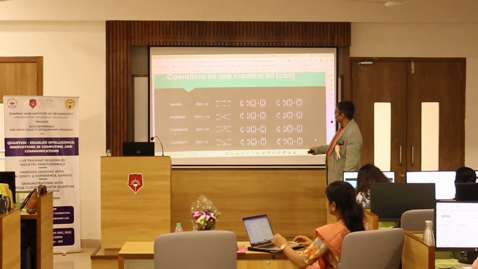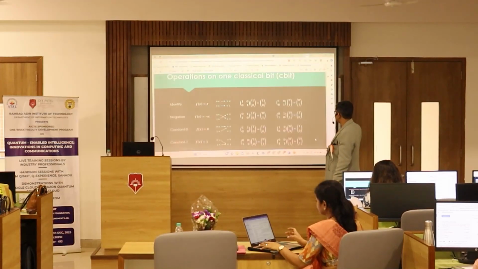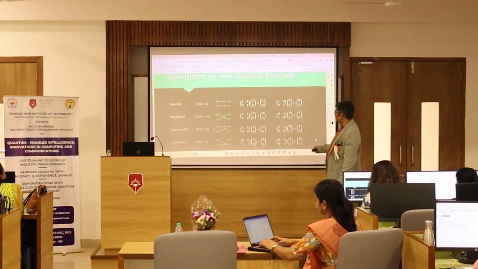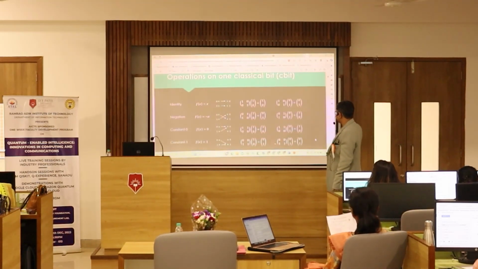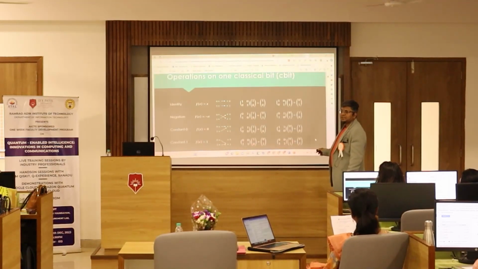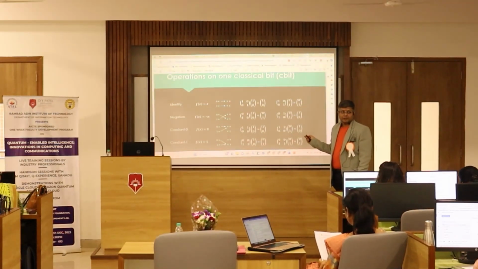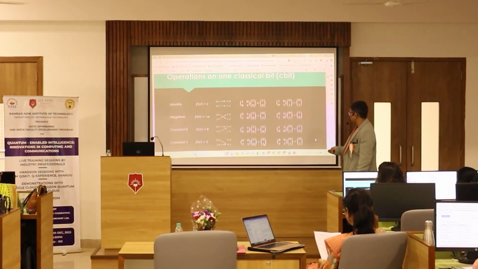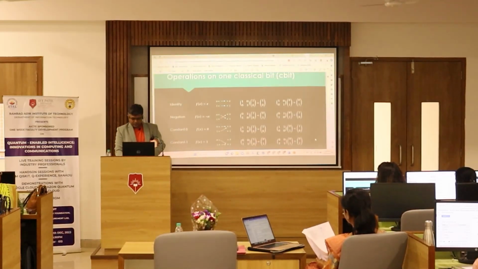Okay. Similarly, constant 0 is an operation where both 0 and 1 become 0. So it converts everything to 0. And there is constant 1, which converts everything to 1. So if it is 0, it goes to 1, and if it is 1, it remains as it is. These are the 4 unitary transformation operators applied on a single classical bit. Just let me know if you are okay with this. Right?